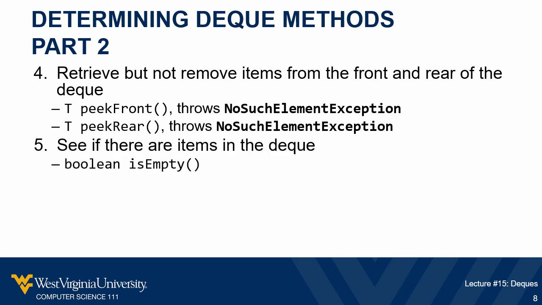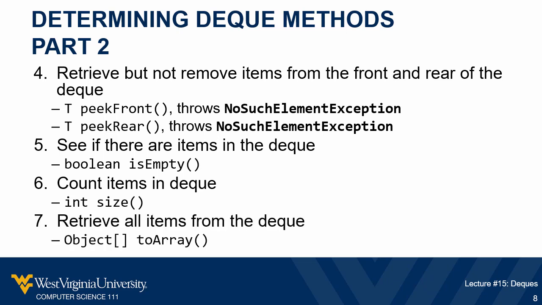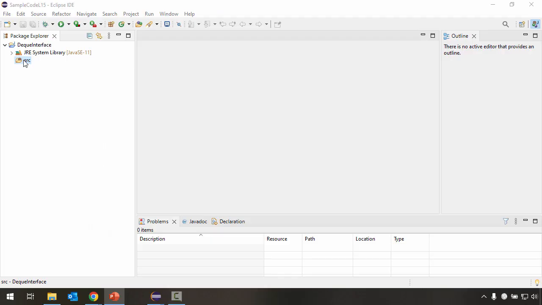We'll have an isEmpty method so that we can figure out if there's anything in the deque, and a size method that will tell us specifically how many items we're storing in the deque. We'll also include a toArray method that will return an object array with the contents of the deque. Let's go ahead into Eclipse and code this up.